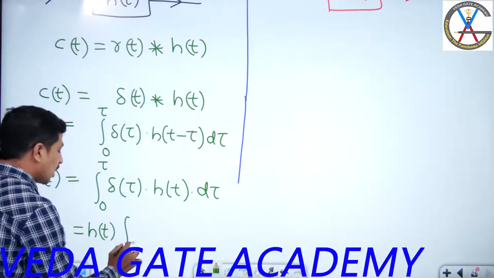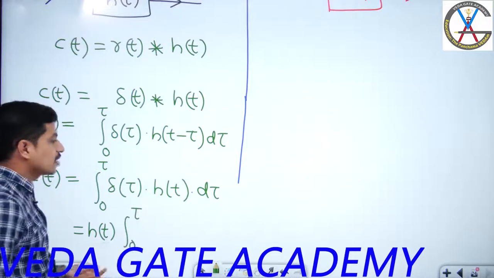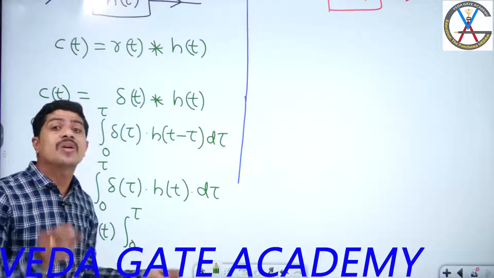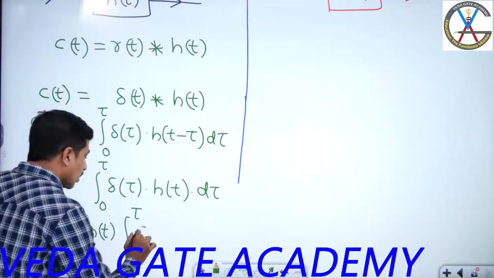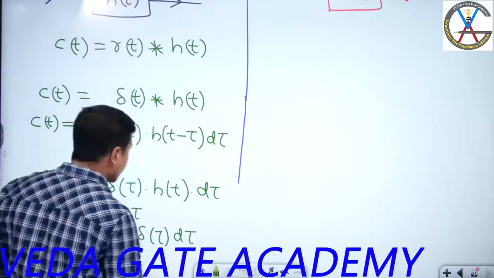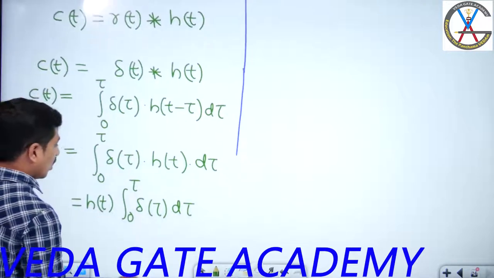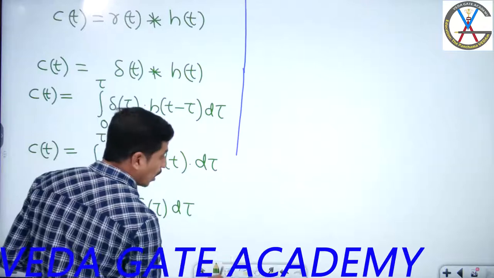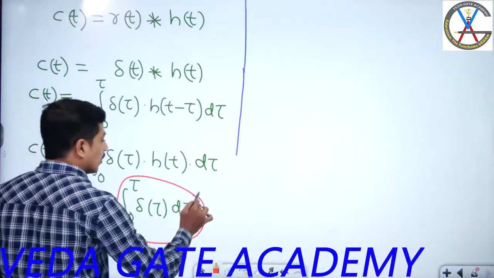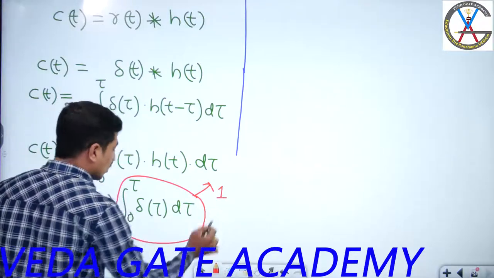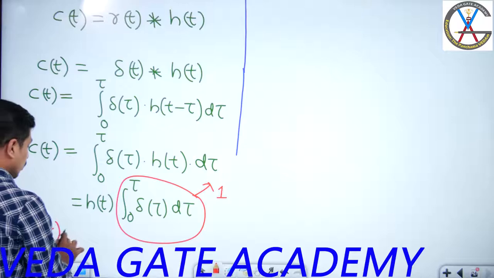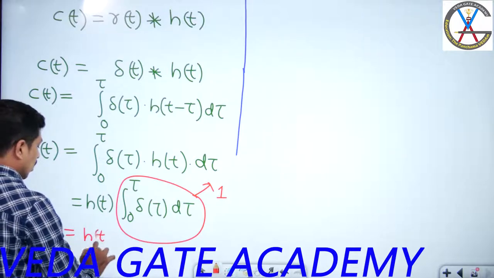Get that h of t this side. Why h of t this side? H of t is a constant, because our variable is tau. We are integrating with respect to tau. Integral 0 to tau del of tau d tau: how much is this? We know very well that this integral is 1. Then what did we get? C of t is equal to h of t.